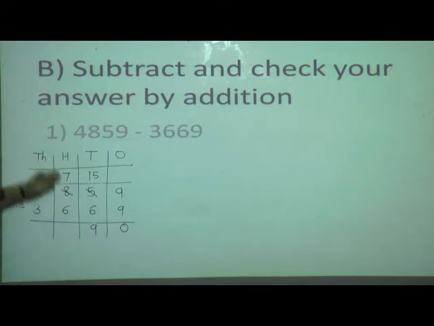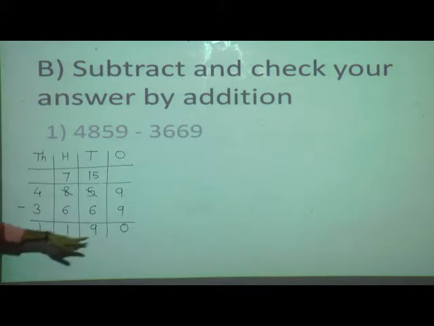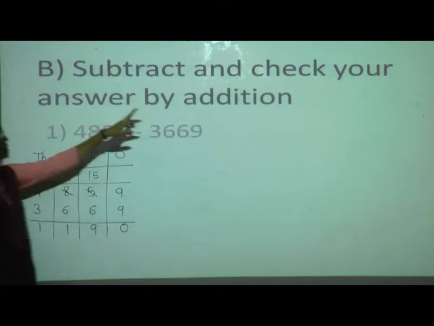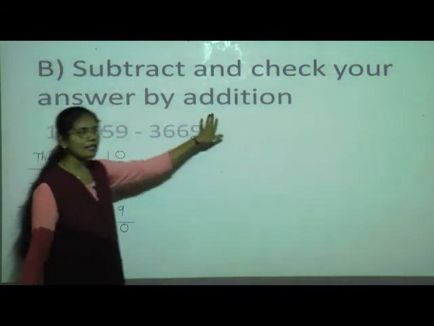Now see the hundreds place column. Here 7 hundreds are there now and here 6 hundreds are there. So 7 minus 6 is 1. So write 1 at the hundreds place. Then we'll move to the thousands place. Now see here 4 minus 3, 1. Okay. Now we got the answer 1190. Now what we have to do? We have to check our answer by addition.